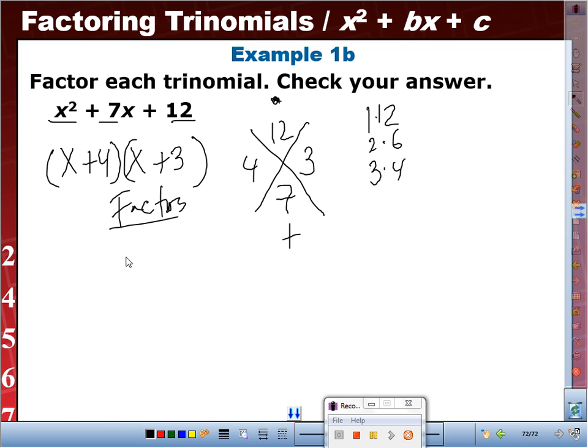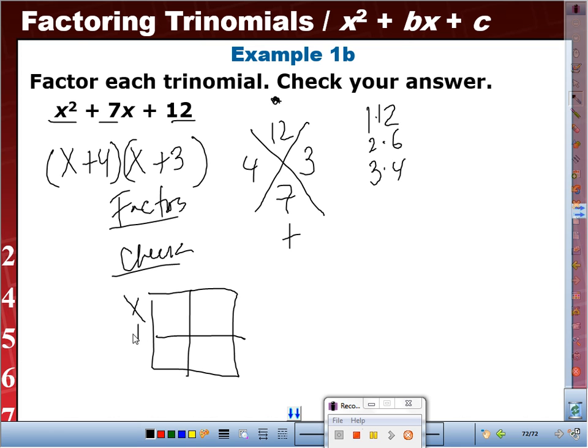And we can check. Here's the area model. X plus 4, x plus 3. This is x squared, 3x, 4x, 12. So therefore this is x squared plus 7x plus 12.